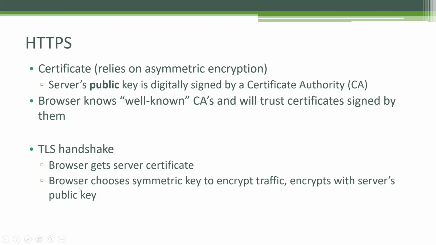Now, as a browser and a server, we're going to send a lot of data back and forth. We don't want to use asymmetric because it's too slow. So what we do is the browser gets the server certificate, takes out its public key, and generates a brand new symmetric key to use. It encrypts the symmetric key with the server's public key. So when the server gets it, the server can decrypt it, get the symmetric key, and then both the browser and server talk to each other using symmetric algorithms, which are much faster.